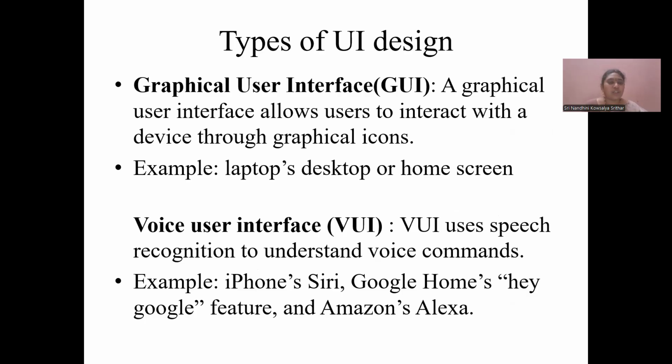Next, we are going to see the types of UI design. First one is the graphical user interface, which is denoted as GUI. A graphical user interface allows users to interact with the device through graphical icons. For example, laptops, desktops, or a home screen. Next one is the voice user interface, which is denoted as VUI. VUI uses speech recognition to understand voice commands. For example, iPhone Siri, Google Home, Hey Google features, and Amazon's Alexa. These are the best examples for voice user interface.